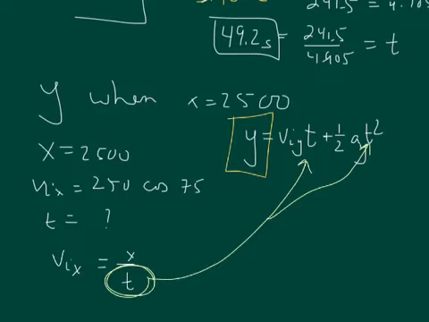Again, you know VIY. You know acceleration in the Y. Wait, what's VIY? 0, right? VIY is not 0. It's 250 times the sine of 75. Please remember that, guys. VIY is the same as VIX, but instead of cosine, you use sine.